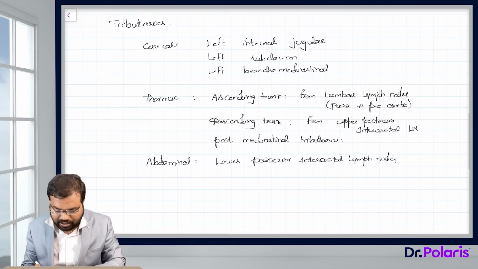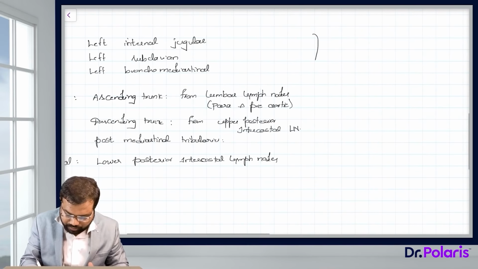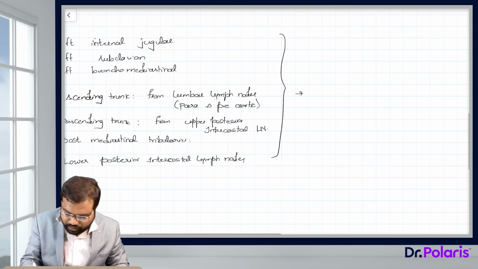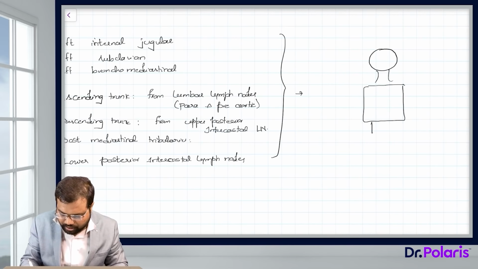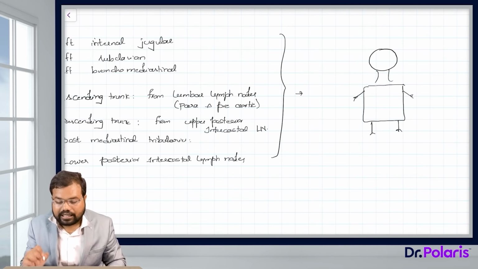What is that exception? So I am giving a rough diagram of how it is collecting. Let's imagine this is a body with the neck, with the trunk, with the 2 lower limbs and the 2 upper limbs. It's a rough diagram for understanding only, okay?